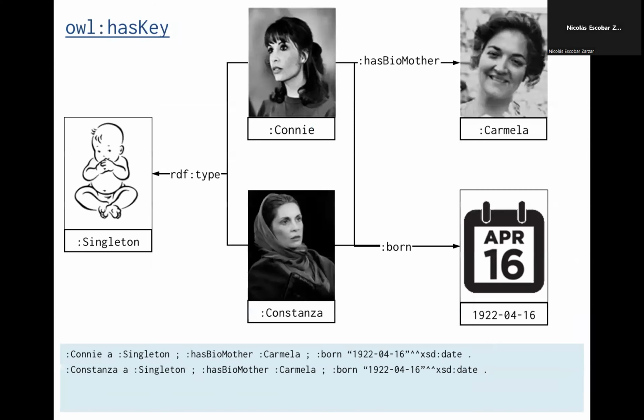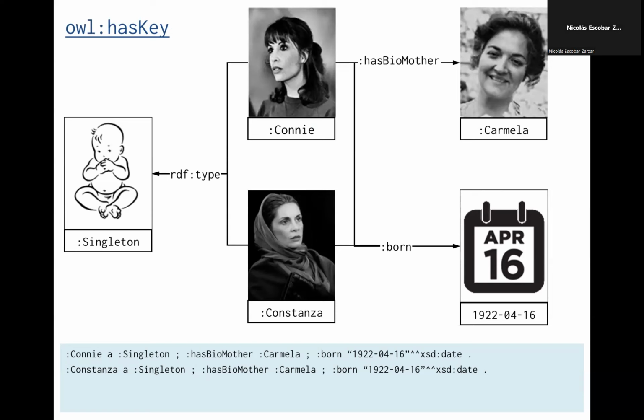Okay, weird example. I tried to think of more natural examples here, but for this particular setting, it wasn't straightforward to come up with an easy example. But we have a very useful feature called has key. So has key allows us to define that entities or instances of a particular class can be uniquely identified by a certain set of properties.